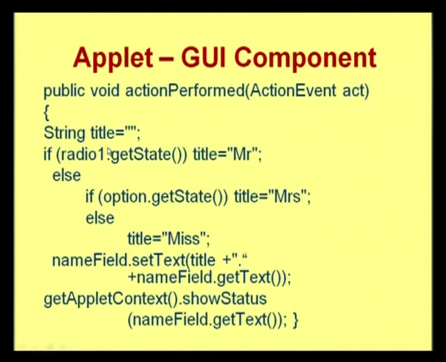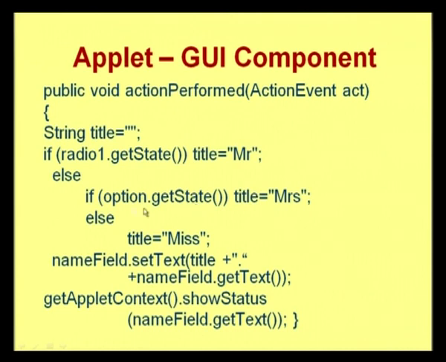So you can see I have declared a string title, and here radio1.getState. This returns a boolean value, so I have used this as a condition. If radio1.getState is true, when I have chosen radio1, then my title will be Mr. Else, radio2 would have been true. So this will be true when it is male, and this will be false when it is female. So the else condition will handle the female.